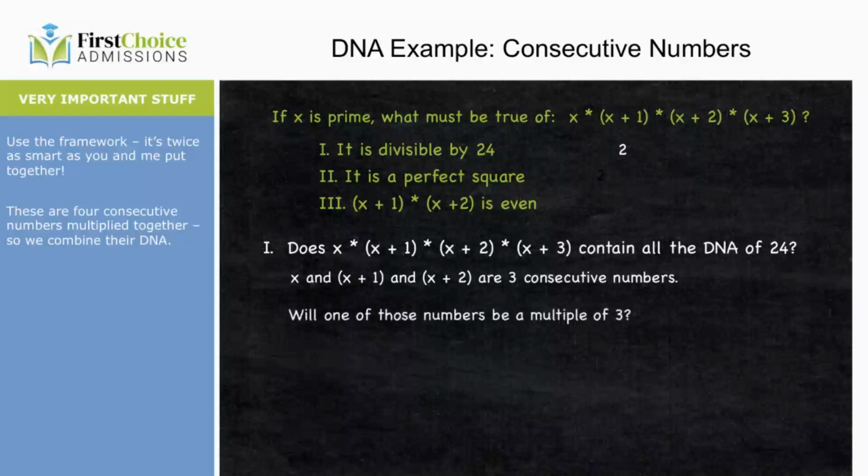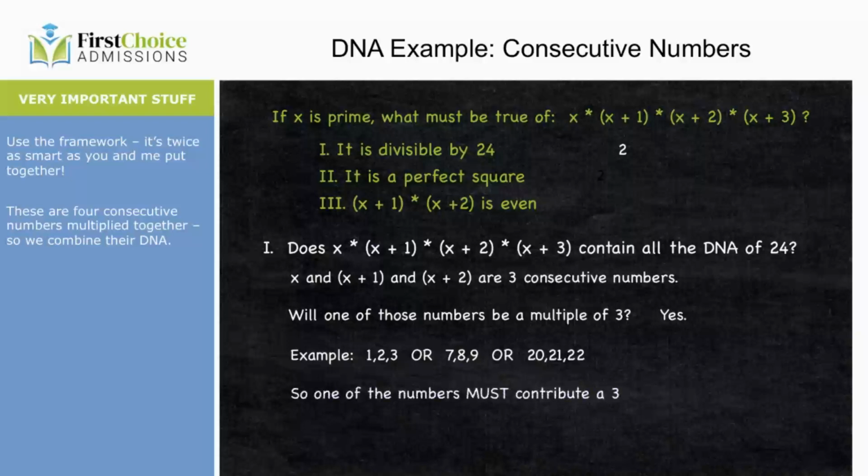Will one of those numbers, X, X plus 1, X plus 2, be a multiple of 3? Absolutely, it has to be. There is simply no way to write down 3 consecutive numbers and not have one of those numbers be a multiple of 3, like 1, 2, 3, or 7, 8, 9, or 20, 21, 22. So that means that one of our numbers in our 4 consecutive numbers must contribute a 3 to the DNA.